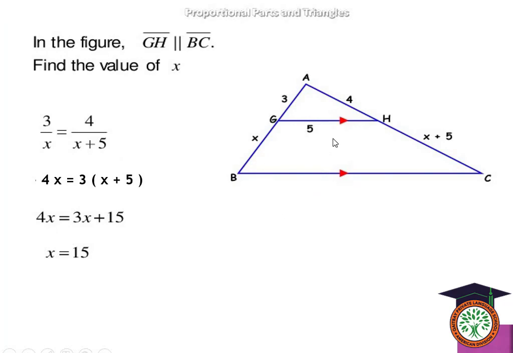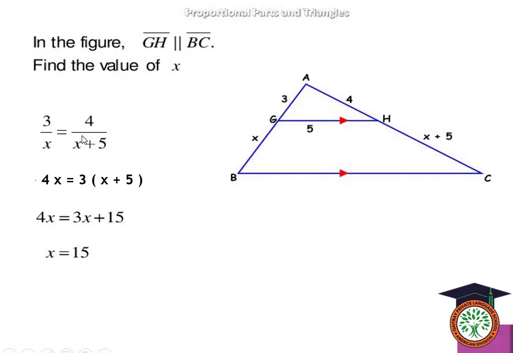Another exercise. We have here a triangle ABC. In this triangle, we have GH parallel to BC. So from this figure, I will use my theorem. I have a triangle, and a line parallel to one of the sides. So this triangle is similar to the original one. Or we can say that the two sides here are divided proportionally. In this example, I want to find the value of x, this part.